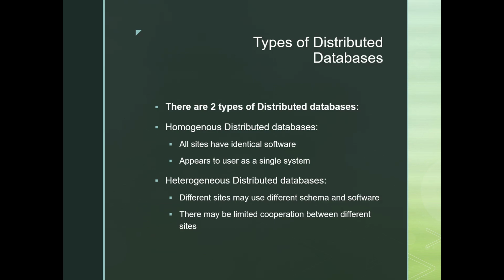There are two types of distributed databases. First is the homogeneous distributed database, that is, all sites have identical software and appear to the user as a single system. And the other is the heterogeneous distributed database. It has different sites that may use different schema and software. So there is a limitation that there might be limited cooperation between different sites due to different schema.